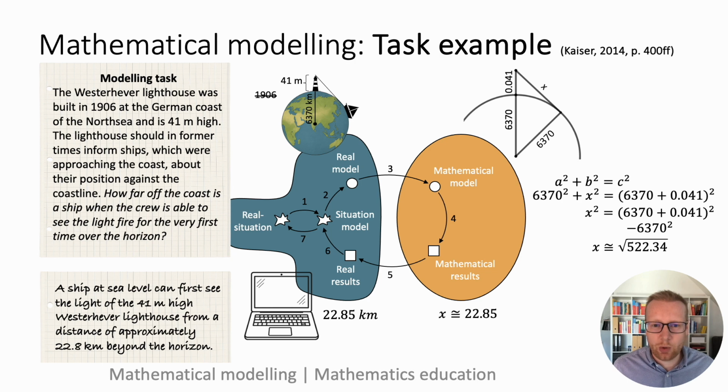Finally, we can answer the question by formulating the following concluding statement. A ship at sea level can first see the light of the 41 meters high Westhever lighthouse from a distance of approximately 22.8 kilometers behind the horizon.